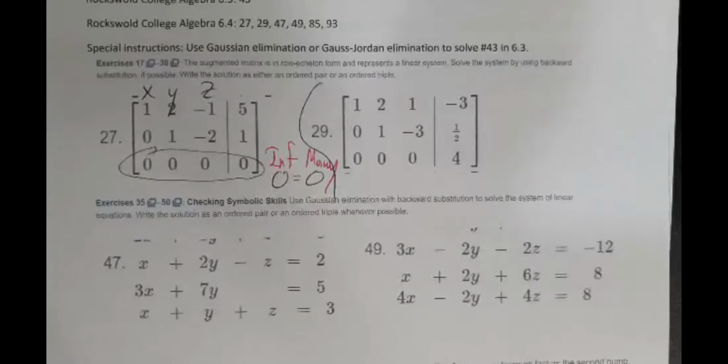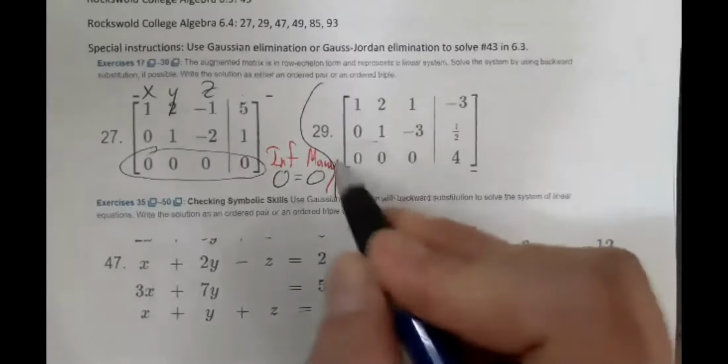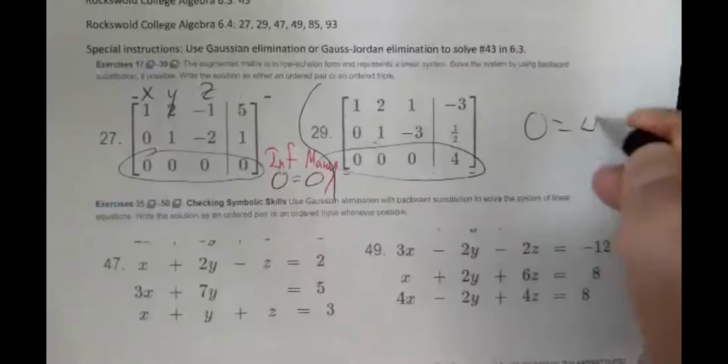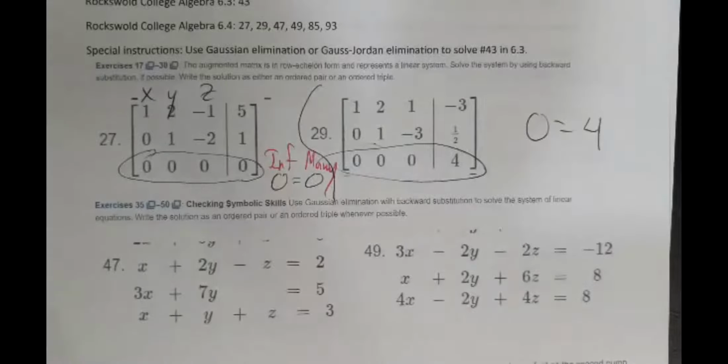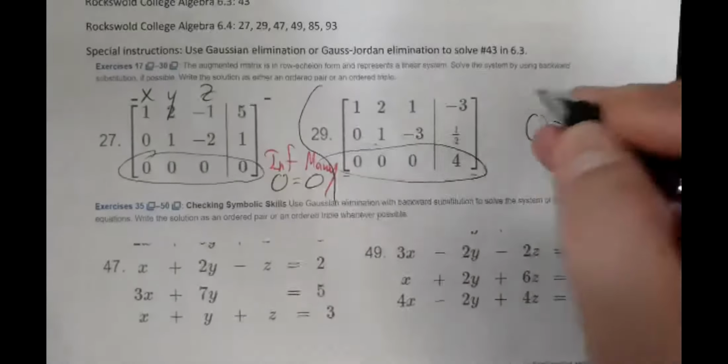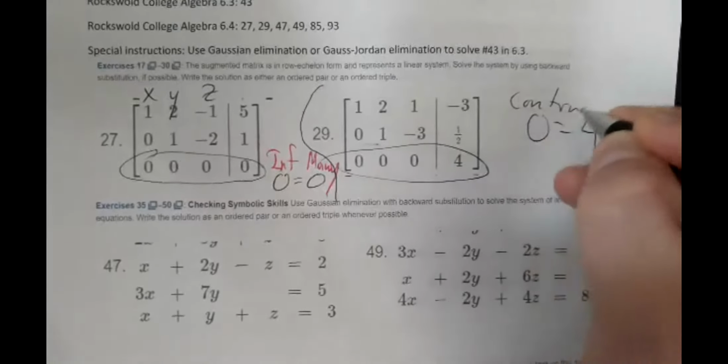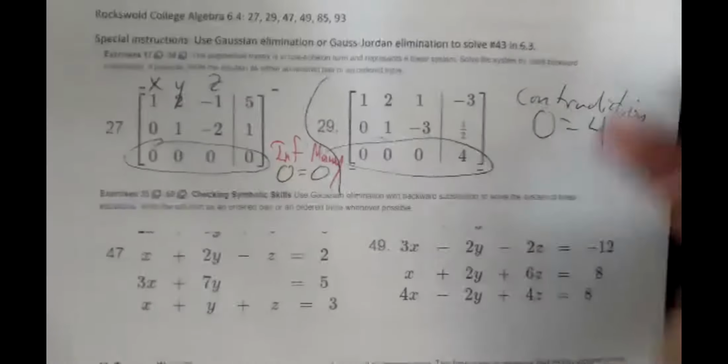Okay, so I think this is probably one of the most difficult ones, but let's look at 29. So 29, what do you notice about 29? The last row, 0 equals 4. The last row says 0 equals 4. Oh, man. What does that mean? Contradiction. Yeah, it's a contradiction. What does it mean about my solution? There's no solution.